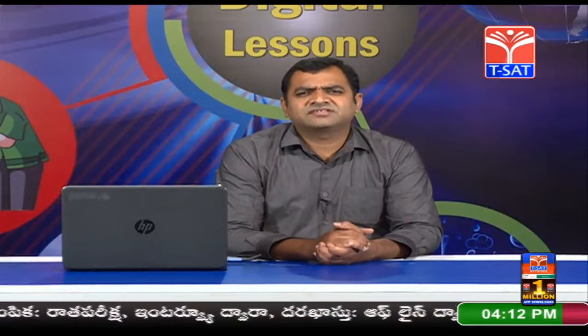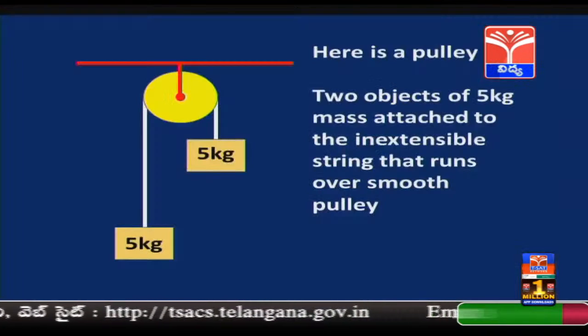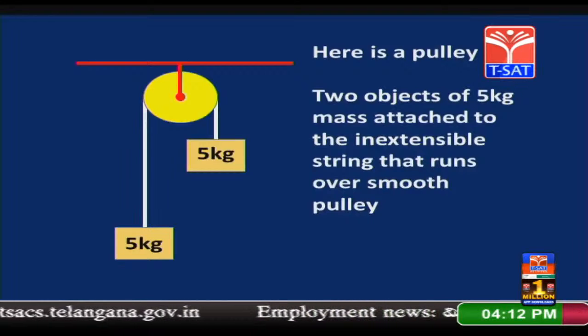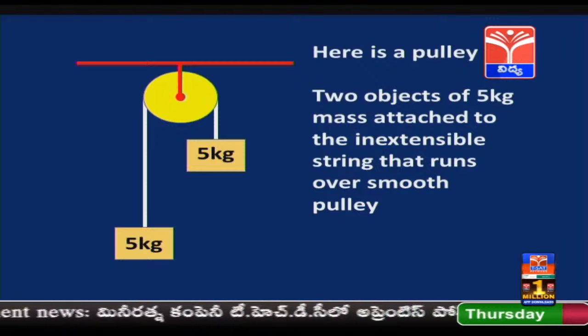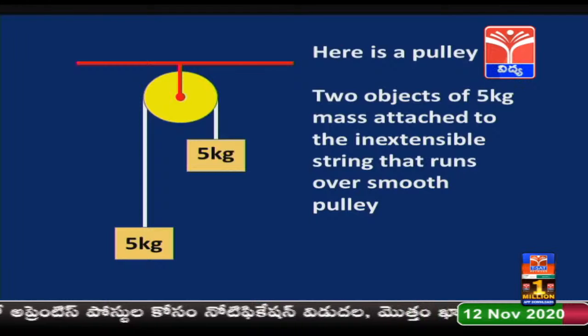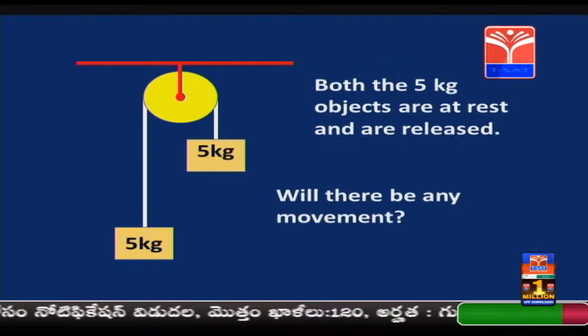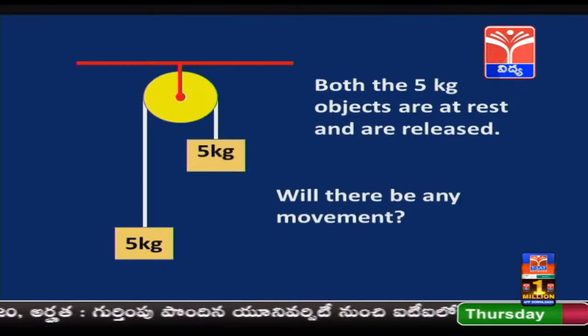Children, consider another example where we have a pulley and there are 2 objects suspended over the pulley as shown in the figure. Here is a pulley. There are 2 objects, each equal to 5 kg, suspended over the pulley by means of a string as shown in the figure. Both the objects are at rest and released. Will there be any movement now?